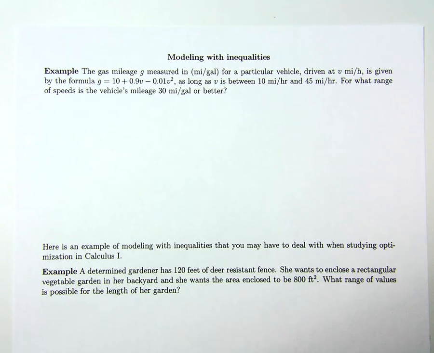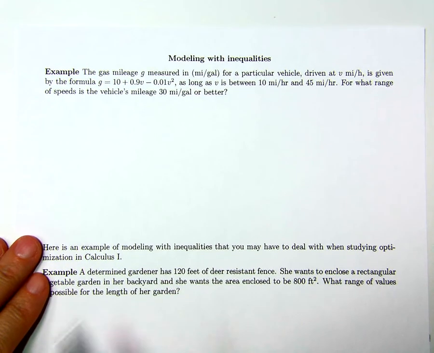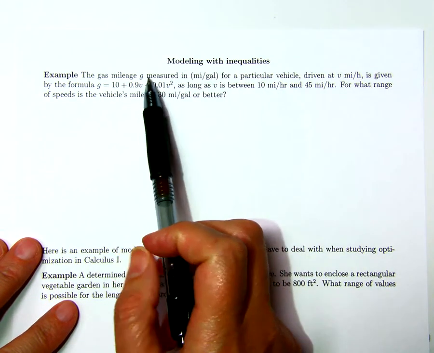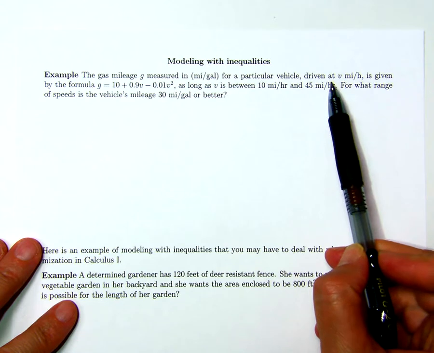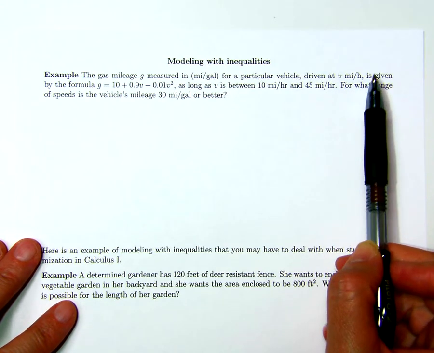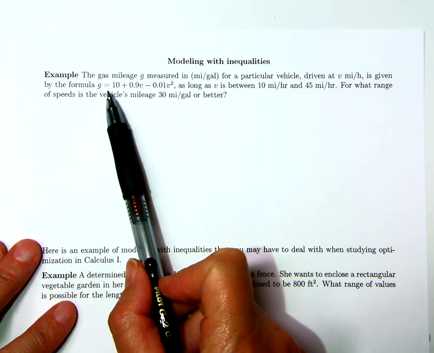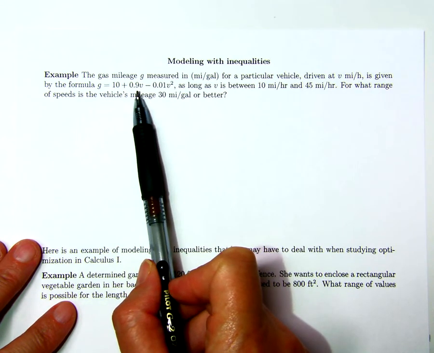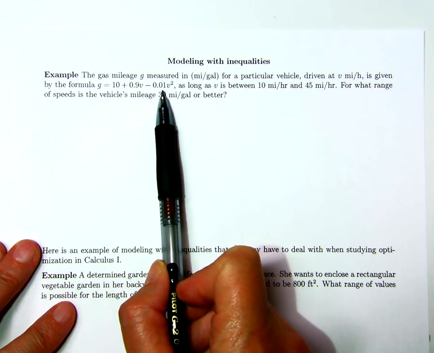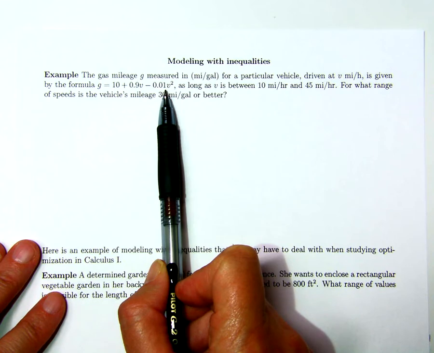Now we're going to look at a couple of applications of inequalities in modeling. Let's look at this example where the gas mileage G of a particular vehicle is given in terms of the velocity of the vehicle. And we have a formula for it. G is 10 plus 0.9 times the speed minus 0.01 times the speed squared.